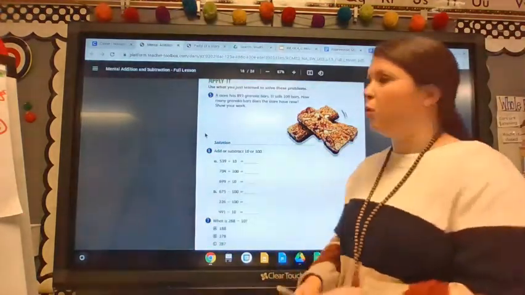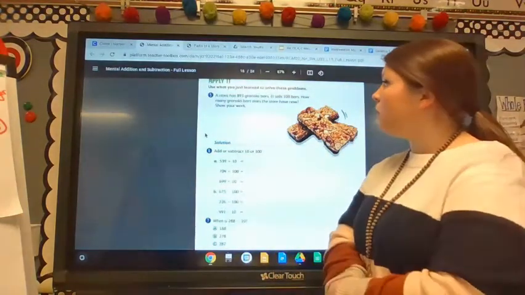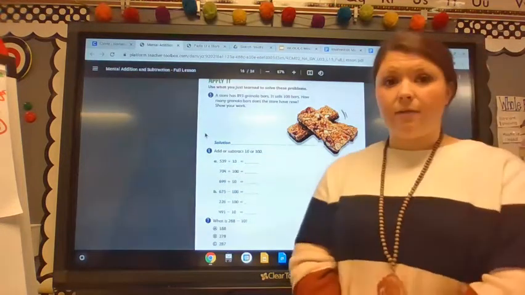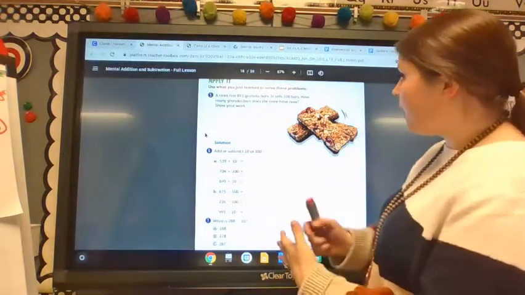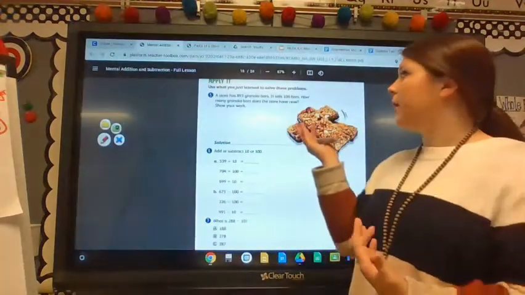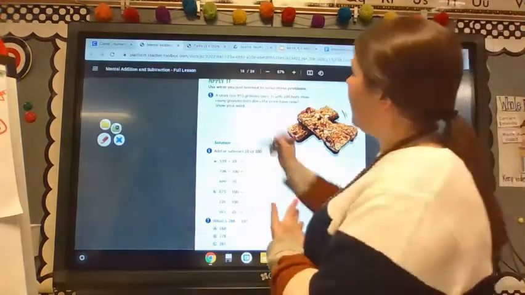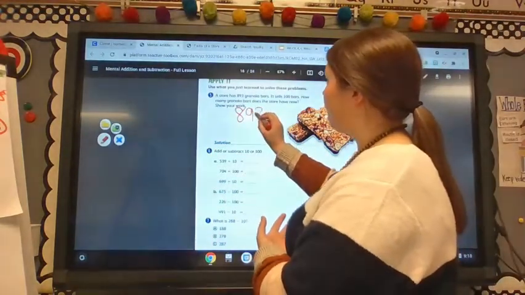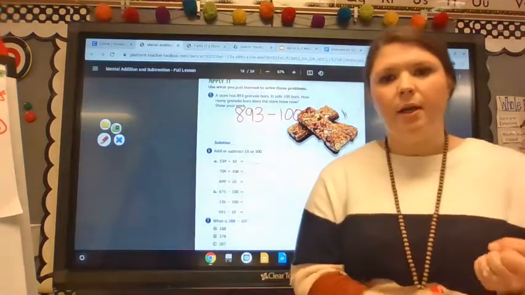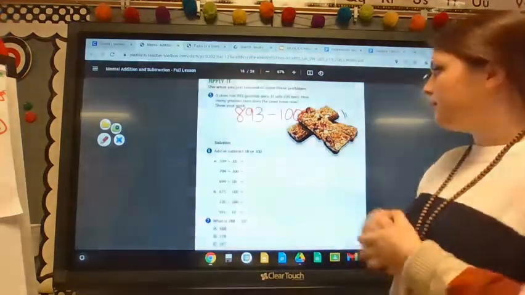Let's see what information is important. A store has 893 granola bars. It sells 100 bars. How many granola bars does the store have now? So we know how many the store started with, right? How many did they start with? 893, and then they sell 100. So if we have 893 and we sell 100, that means we're going to take that 100 away. So our total is going to decrease by 100, okay?